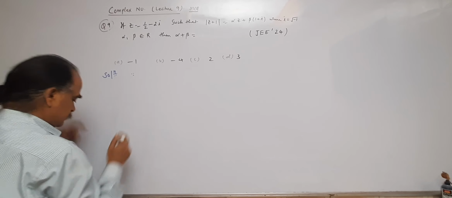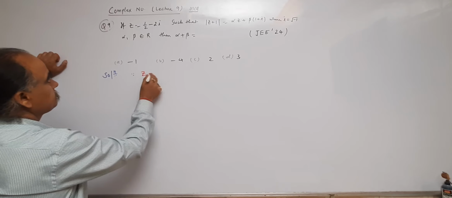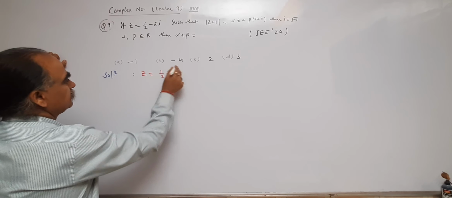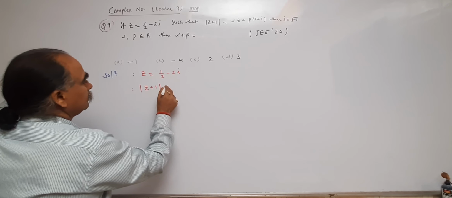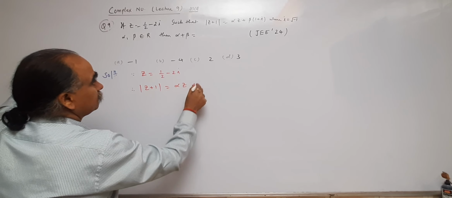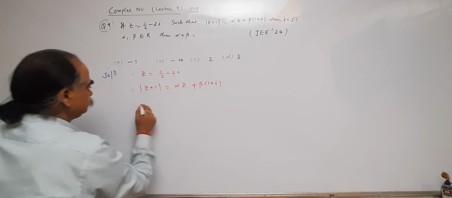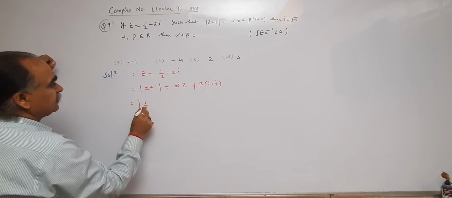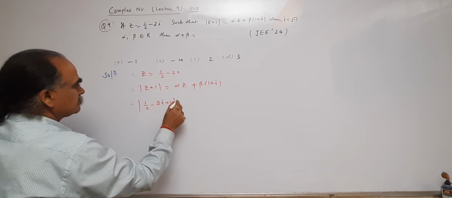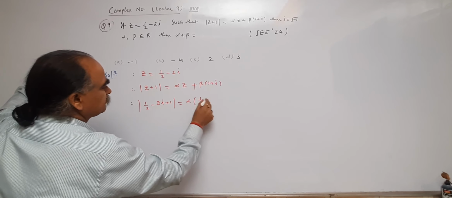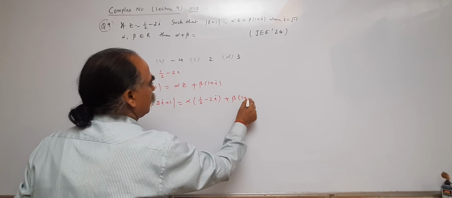Since z is what? 1 by 2 minus 2i, therefore mod z plus 1 is equal to alpha z plus beta into 1 plus i will become 1 by 2 minus 2i plus 1, alpha into 1 by 2 minus 2i plus beta into 1 plus i.